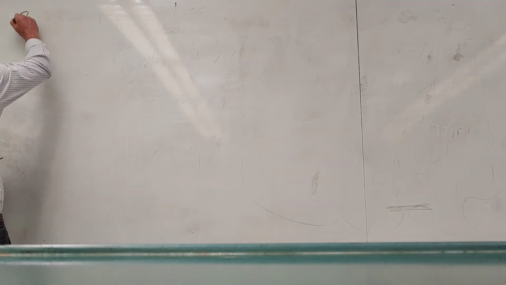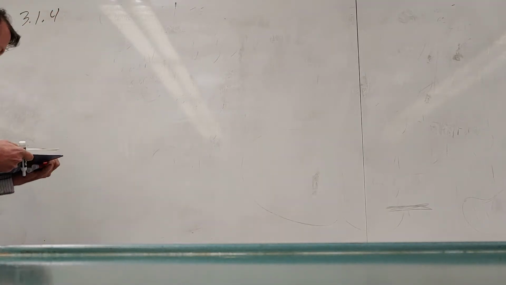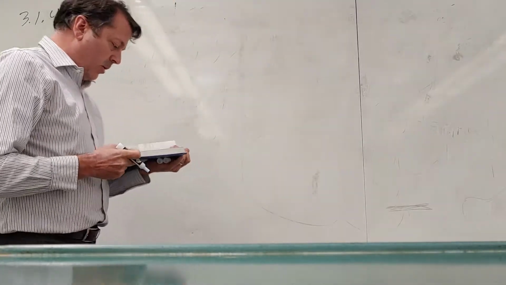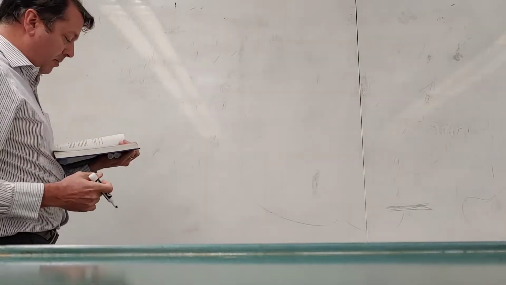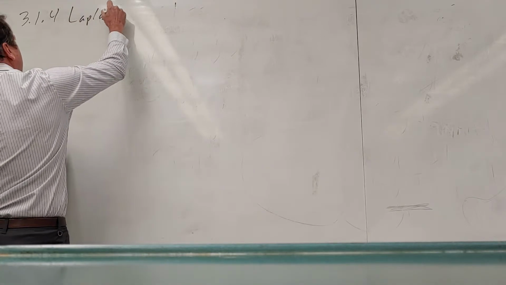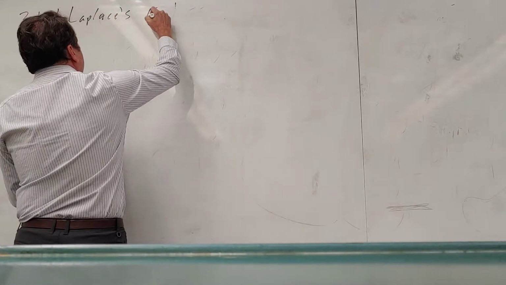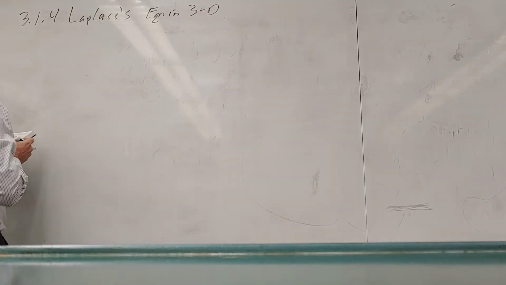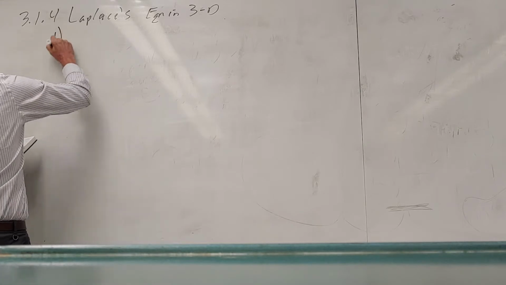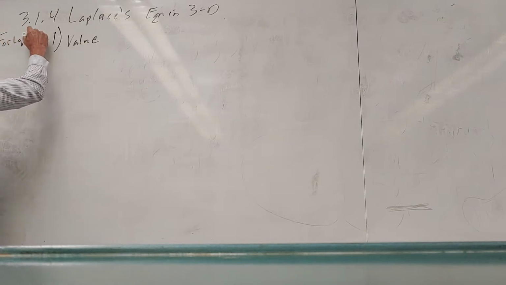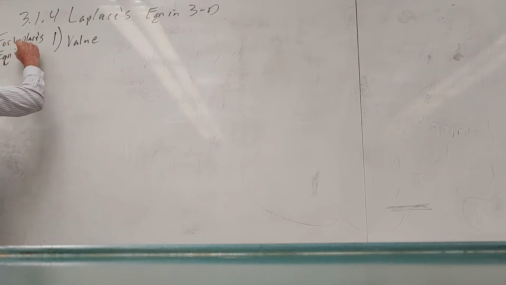This is 3.1.4. So we looked at it in 1 dimension, we looked at it in 2 dimensions. And so what we're going to say in 3 dimensions, the same properties as before have to be true. So Laplace's equation in 3 dimensions. Okay, and that is, for Laplace's equation to be true.